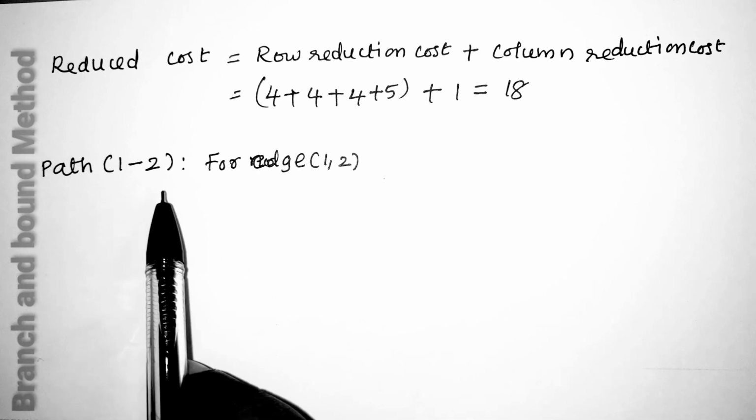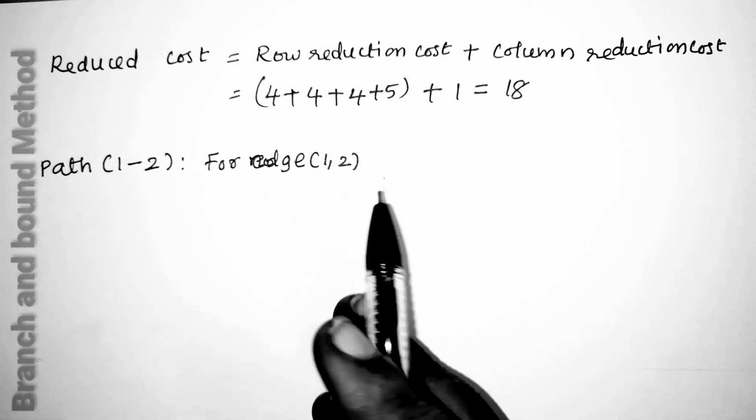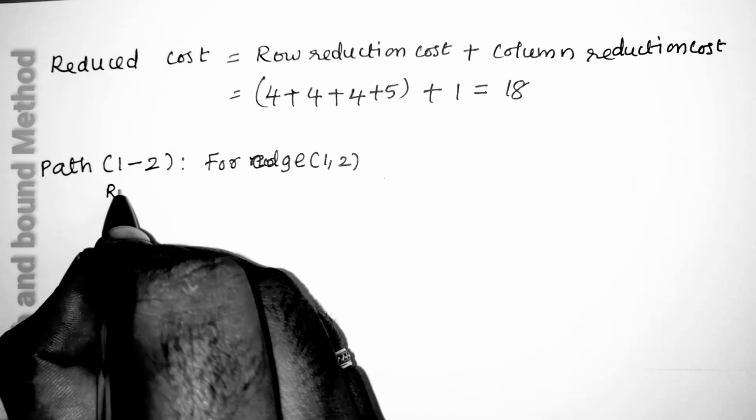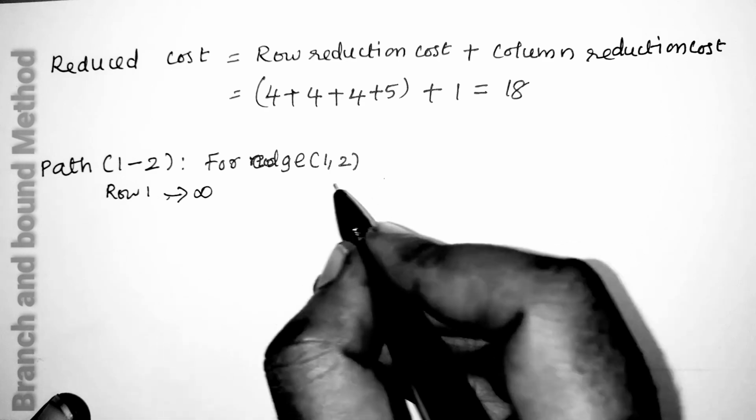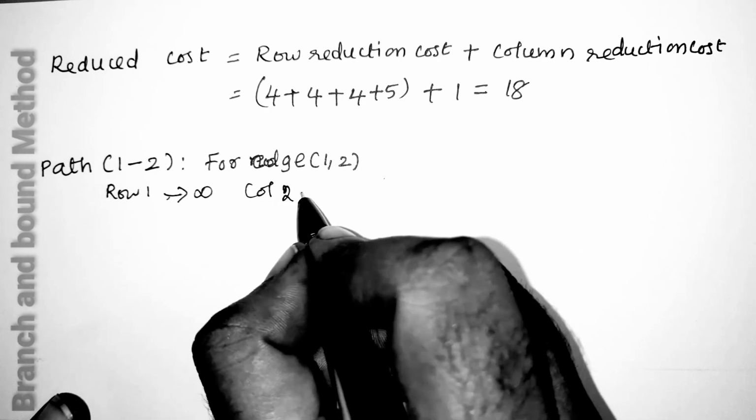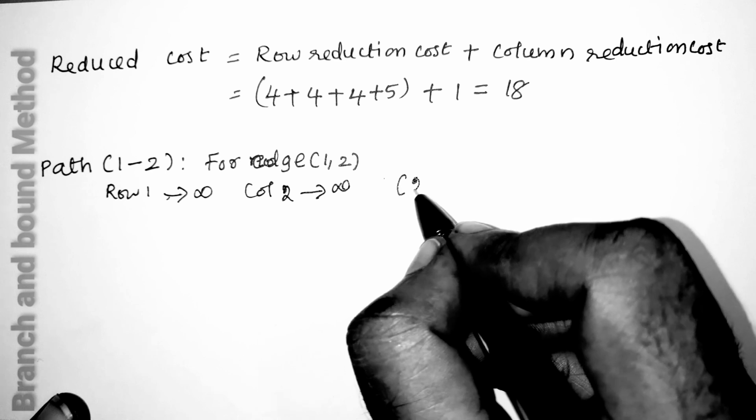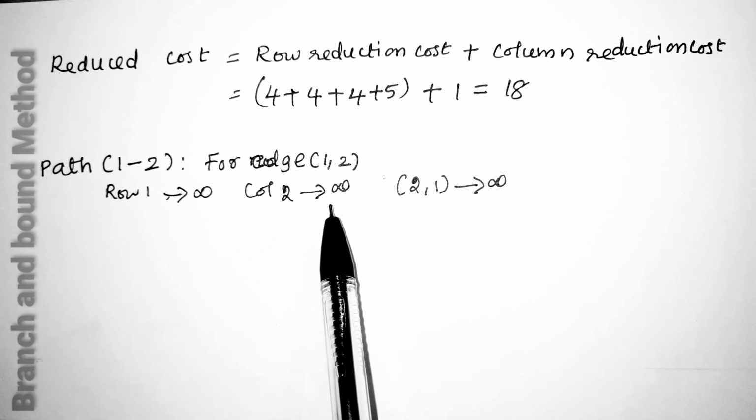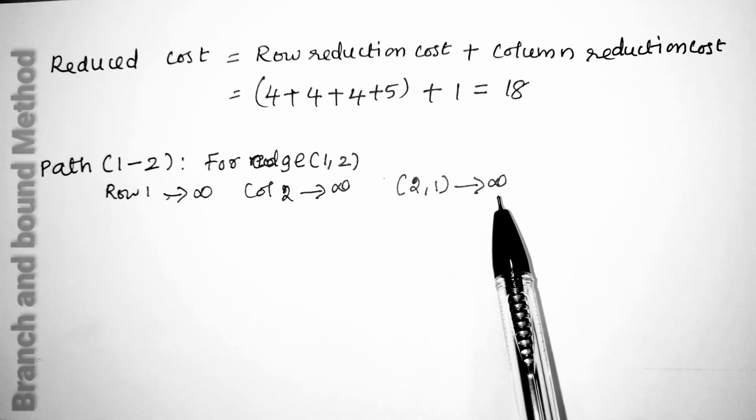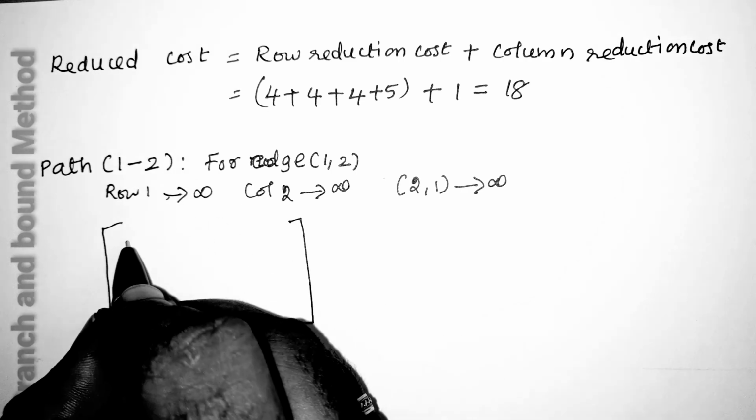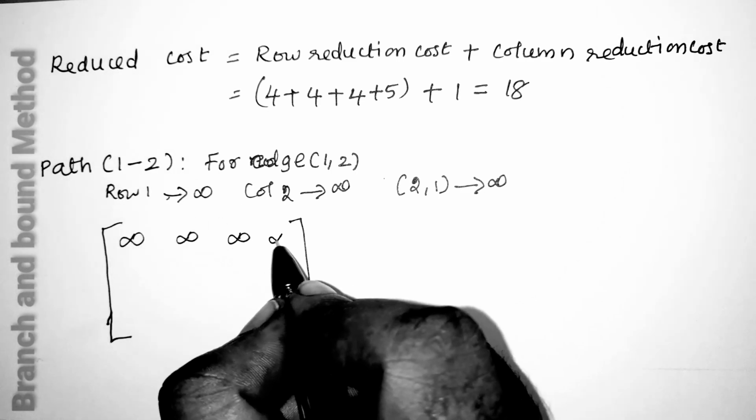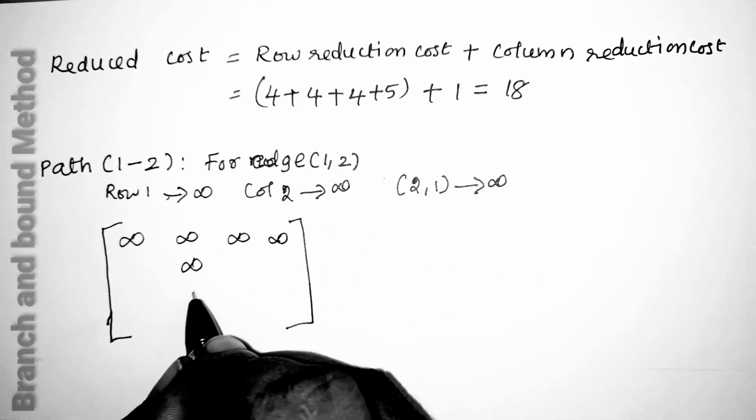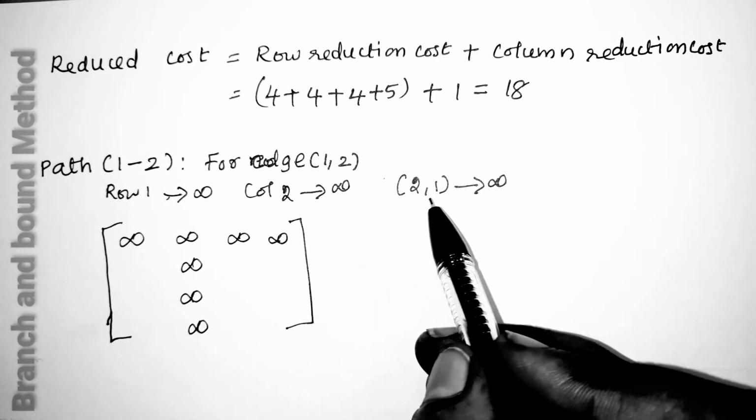For the path 1 to 2, for the edge 1, 2, we have to write the matrix. Row 1 is infinity, column 2 is infinity, and the entry 2, 1 is infinity. In the reduced matrix we put row 1 as infinity, column 2 as infinity and the entry 2, 1 as infinity.